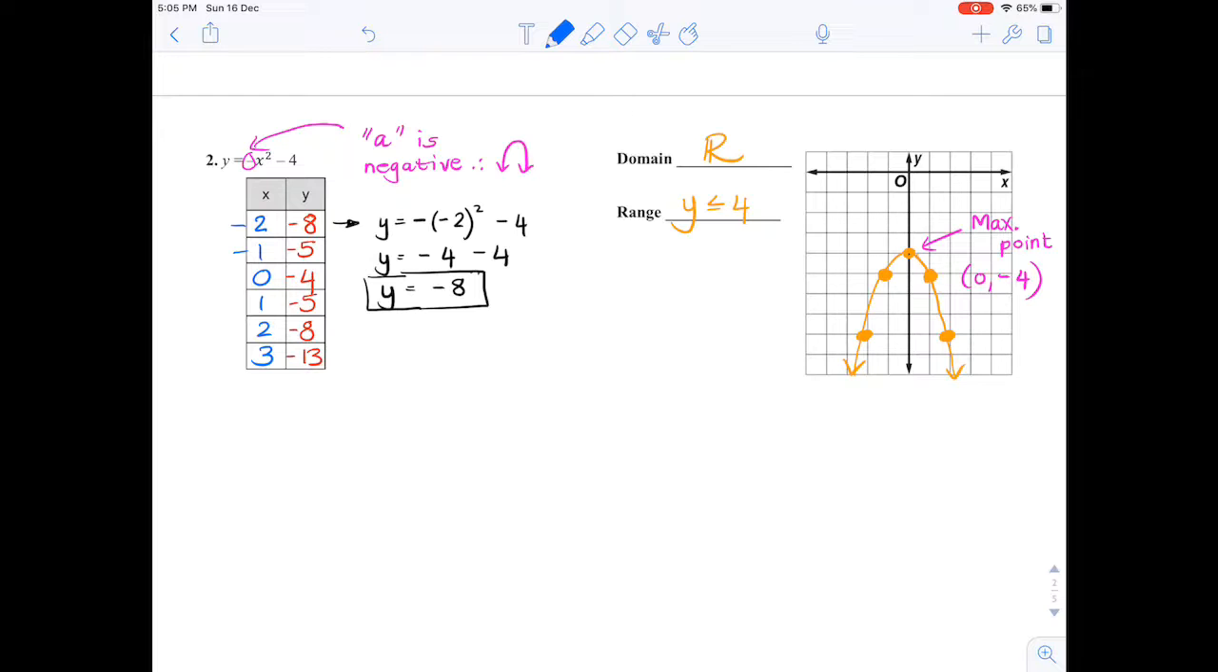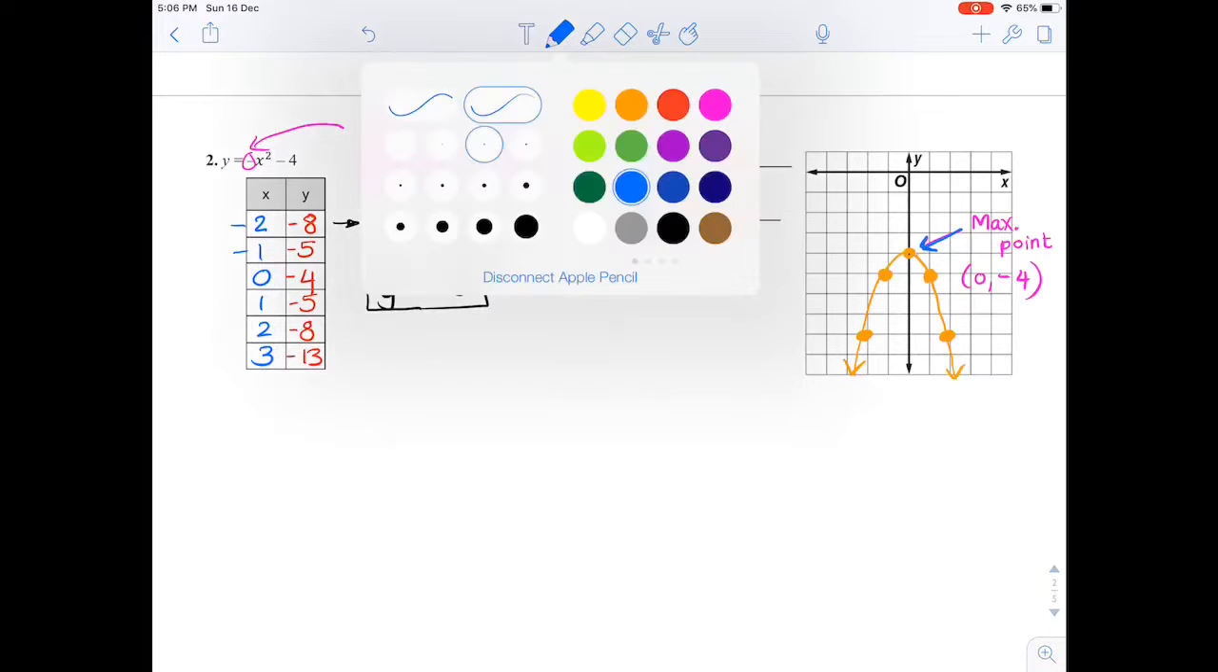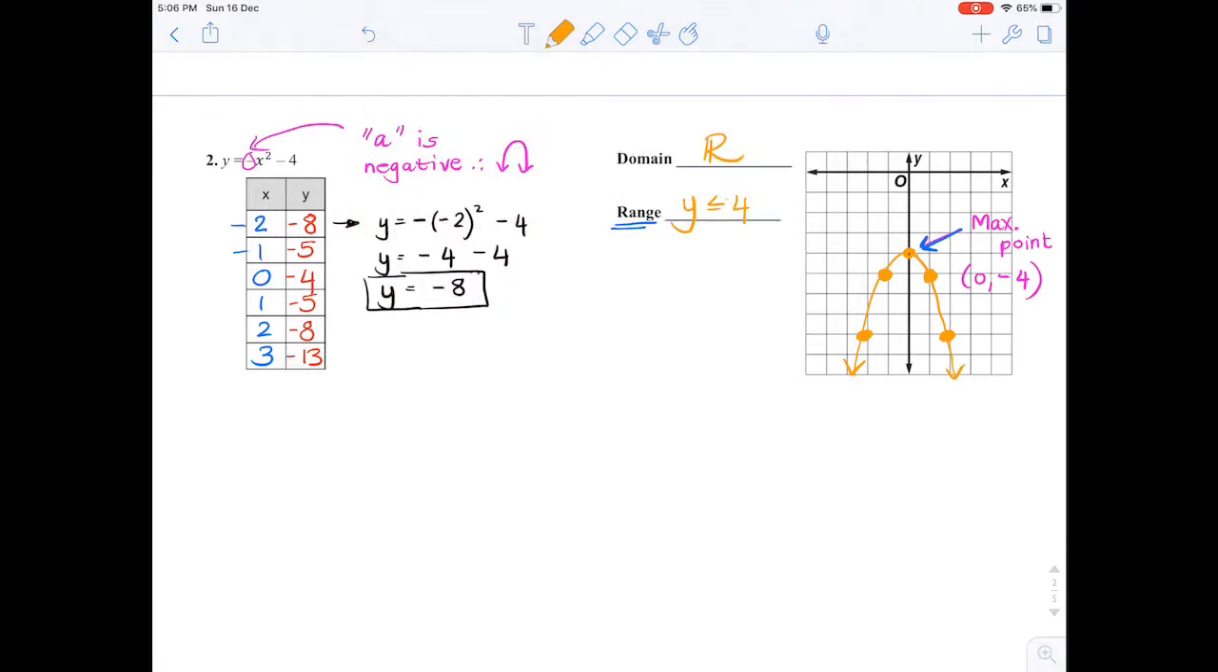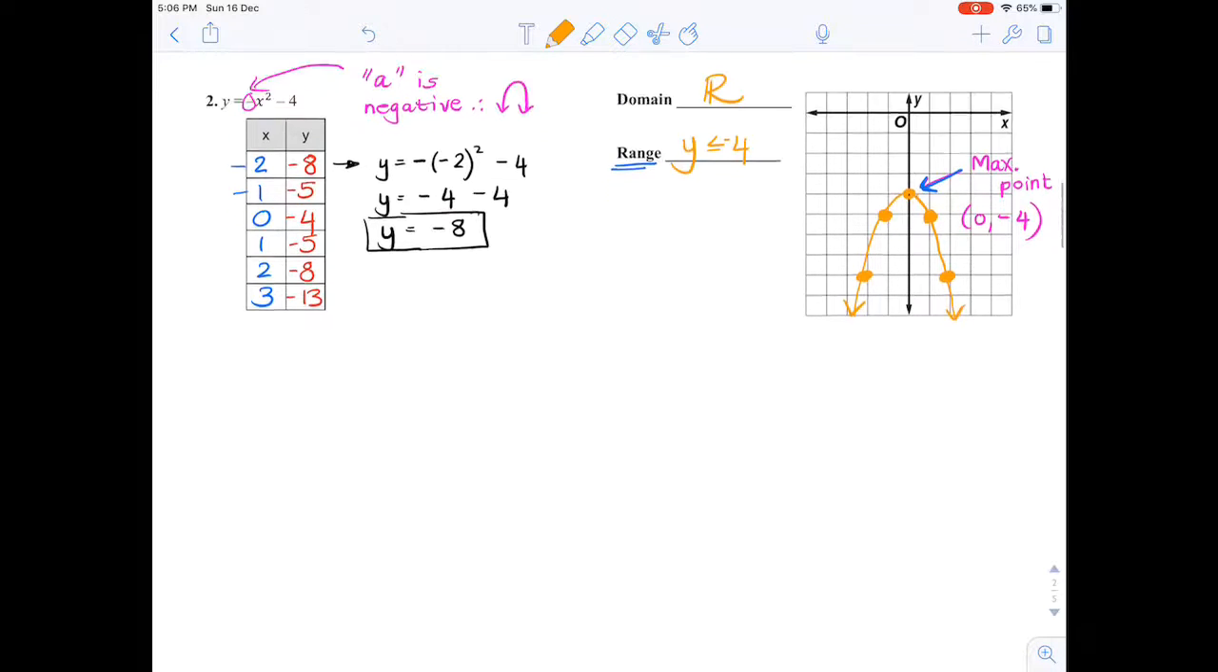Your domain should be all reals, and this time your parabola had a maximum point at (0, -4). Over here I labeled it on the graph. That helped me figure out my range. My y values could be anything on the y-axis. Oops, I made a mistake there. As long as it is equal to or less than -4. Okay, so I hope you paused the video. Don't just copy this. Make sure that you can do it yourself.